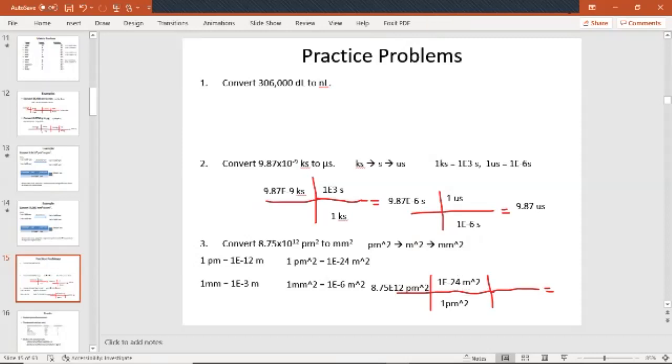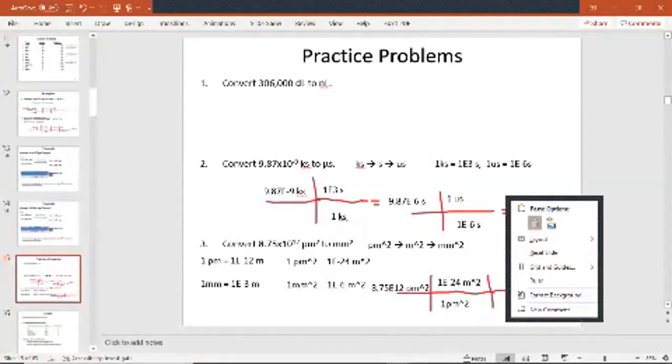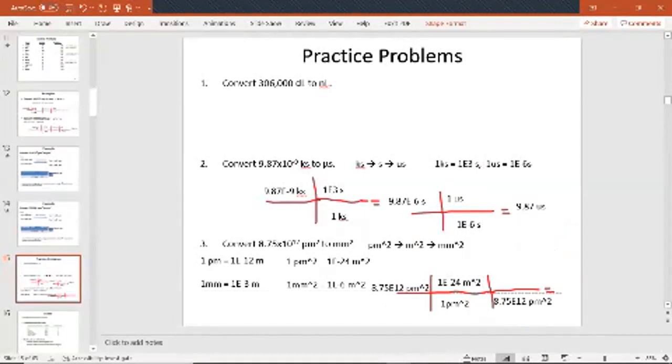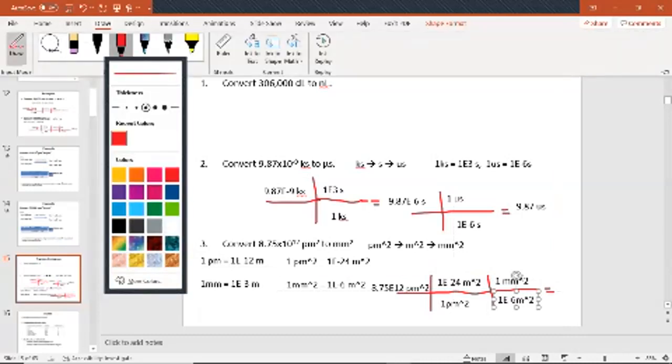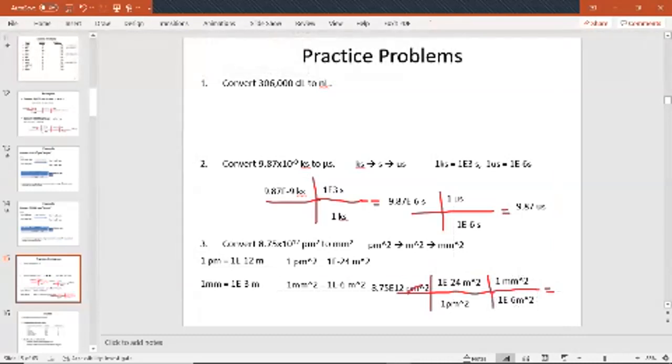Now that we have meters squared, we want to convert it to millimeters squared. So in our conversion factor of meters squared to millimeters squared, meters squared goes on the bottom. And millimeters squared goes on top. And again, notice that all the units cancel out that we need to, and only the unit that we want remains.